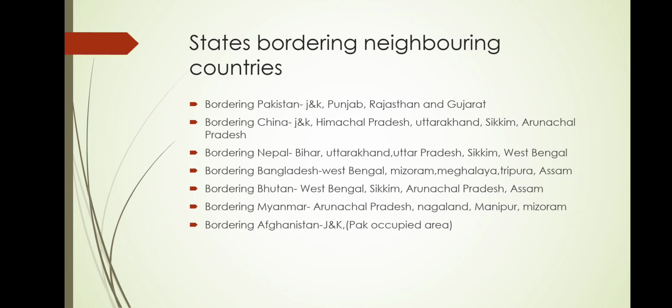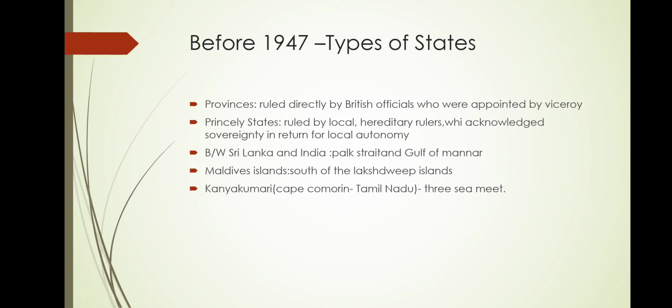To border Bhutan, we have states like West Bengal, Sikkim, Arunachal Pradesh, and Assam. Then the bordering states for Myanmar are Arunachal Pradesh, Nagaland, Manipur, Mizoram. Then Afghanistan, which is bordered by J&K. Now J&K is not a state, it's a union territory. You should remember that.